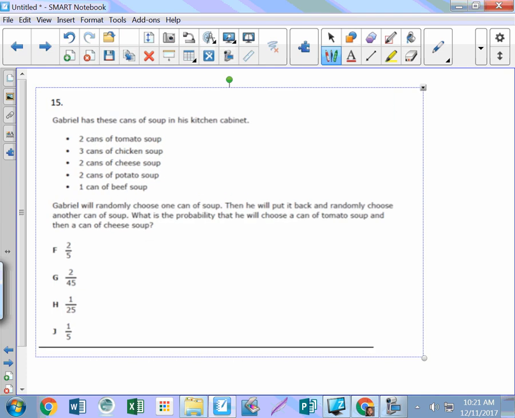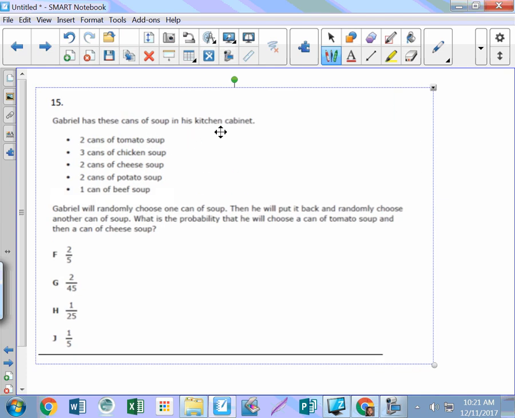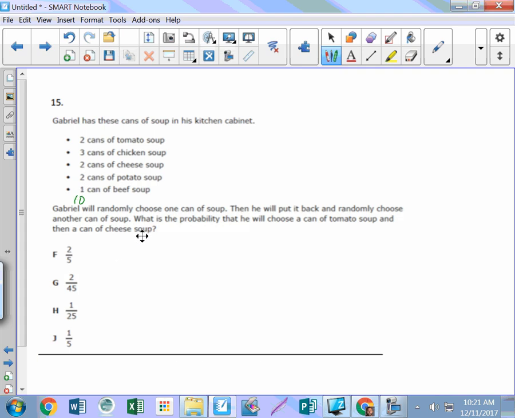Number 15. Gabriel has these cans of soup in his kitchen cabinet. That's 2, 5, 6, 7, 8, 9, 10. I can count that one. All right, Gabriel will randomly choose one can of soup. Then he will put it back and randomly choose another can of soup. What is the probability that he will choose a can of tomato soup? So tomato soup is 2 of 10. And remember, he's going to put it back. And then a cheese soup. Cheese soup is 2 of 10. We multiply, that's 4 of 100, which is 1 of 25.